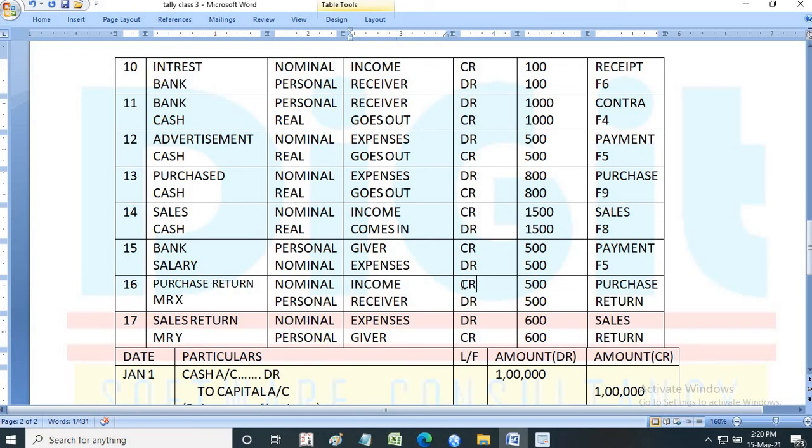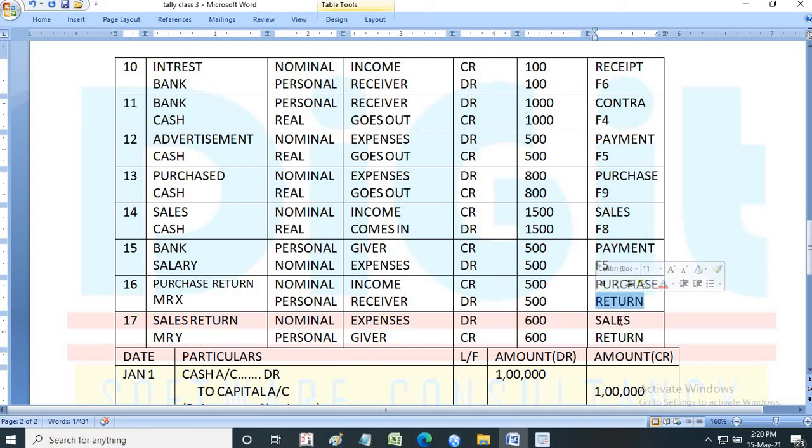So the rule says that income should be credited, amount is 500, and here Mr. X is this time the receiver. We are returning goods to Mr. X. We bought it from Mr. X, now we are returning it to Mr. X. So he will be the receiver. The receiver will be debit, amount 500, and this purchase voucher will be purchased.